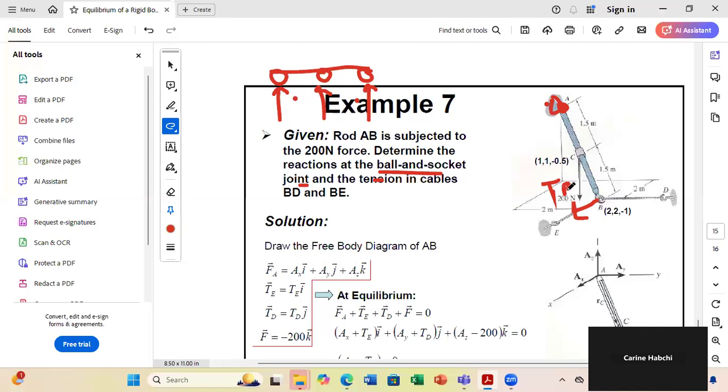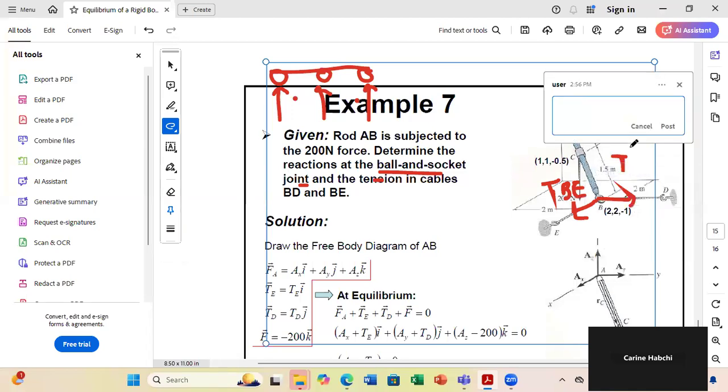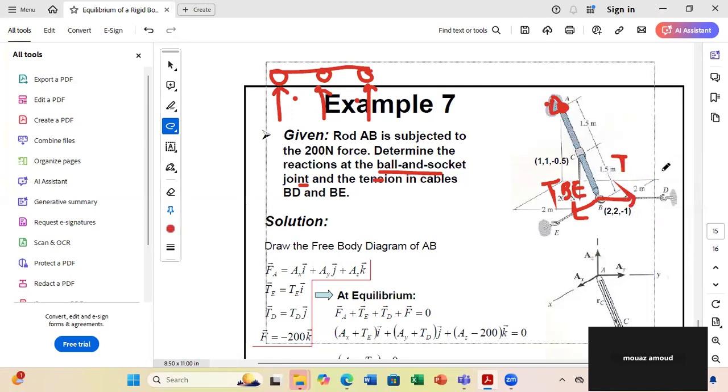and tension TBD. Is this problem partial, redundant, or improper? How many reactions do we have? 5 unknowns. And how many equations? 6 equations. So what is this called? This is partial, because I have only 5 unknowns but 6 equations of equilibrium to satisfy. So this is partial.